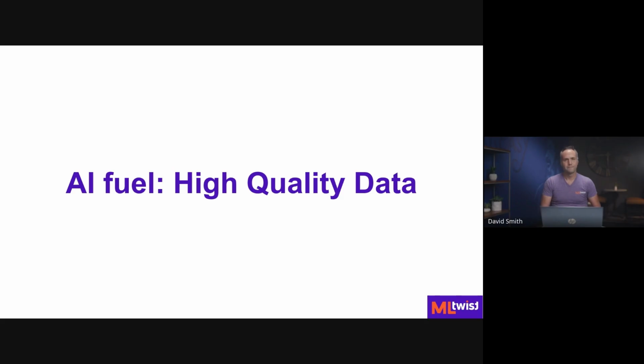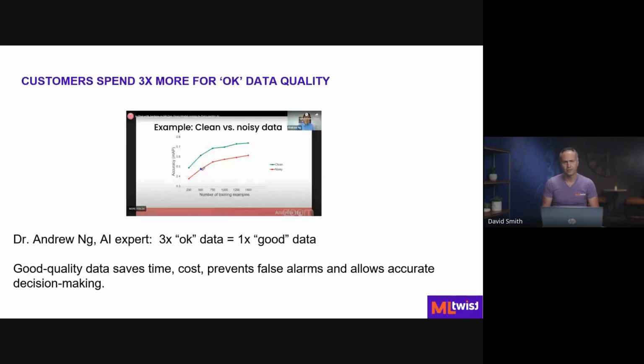First off, AI has data as fuel. The higher the quality of the data, the better the AI performance. So let's talk about that for a second. Dr. Andrew Ng is an AI leader, an AI expert over at Stanford. He shared some insights saying that he was able to build a model and get the performance of that model to be the same whether he used 3 times more OK data than he had good data to get the same performance.